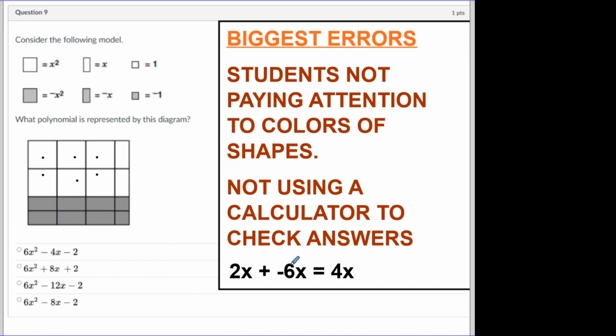So for example, 2x add negative 6, and then they were putting things like 4. So 2 add negative 6 is clearly negative 4, so it should be this answer here. But just be careful with negative numbers. If you're not sure, use a calculator.